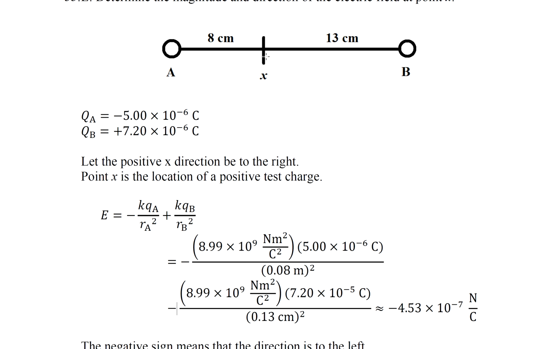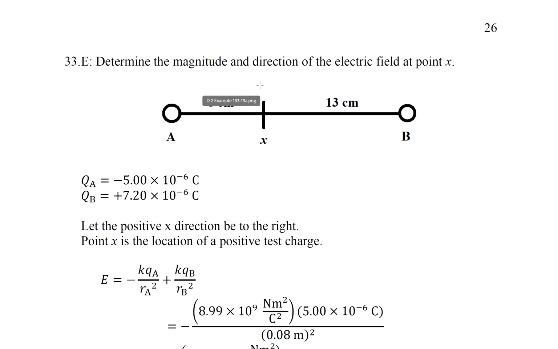Because A pulls x to the left, B pushes x to the left. Because at x, there's a positive test charge.